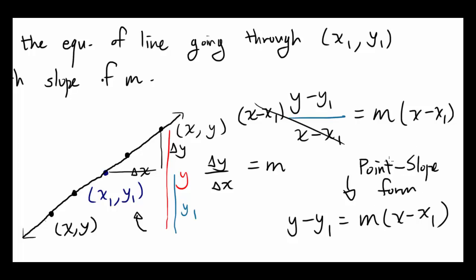And why is it point slope form? Well, you have x1, y1, that's a point, and you also have a slope. So if you know a point x1, y1 that the line is going through, and if you know the line has a slope of m, you can just plug the values into this equation, and you're going to have the equation of the line.